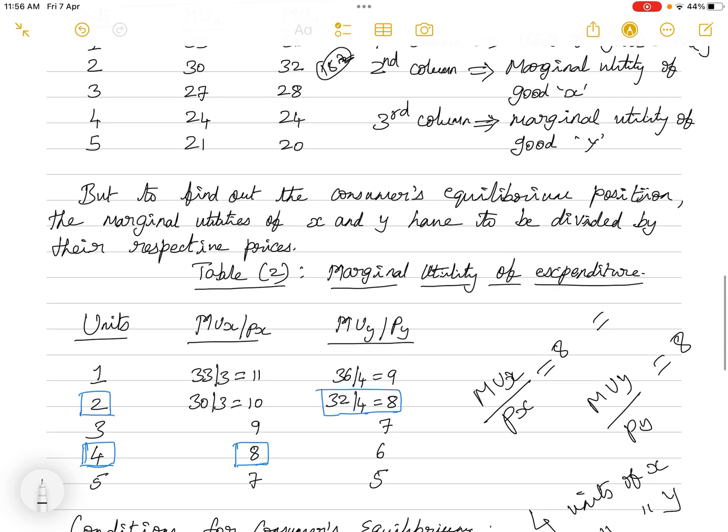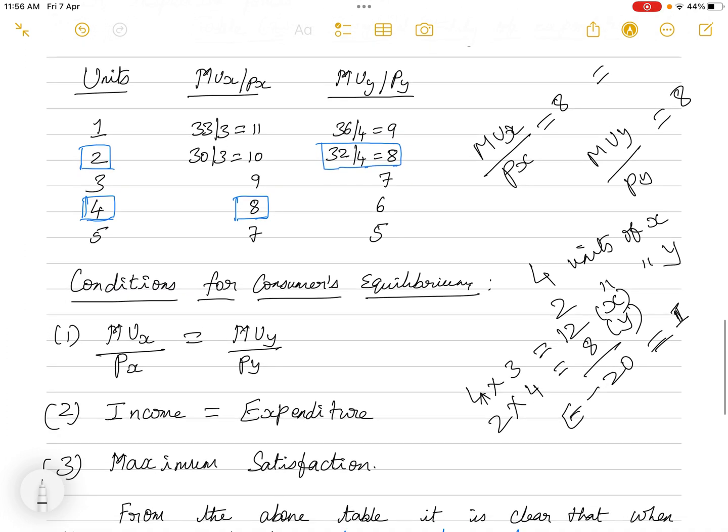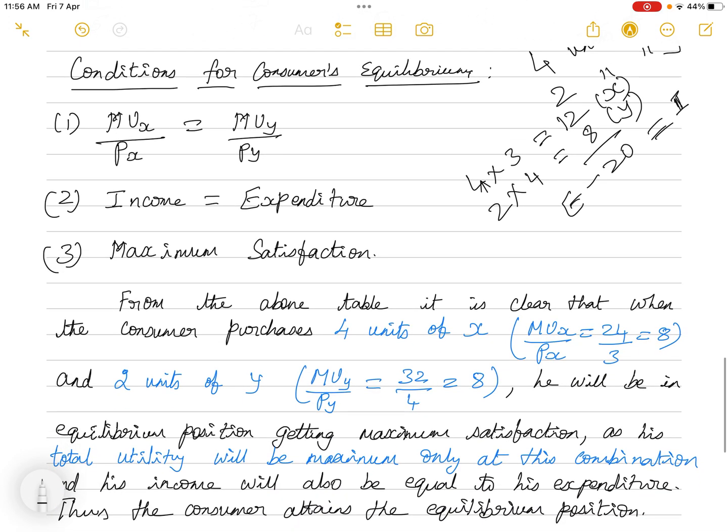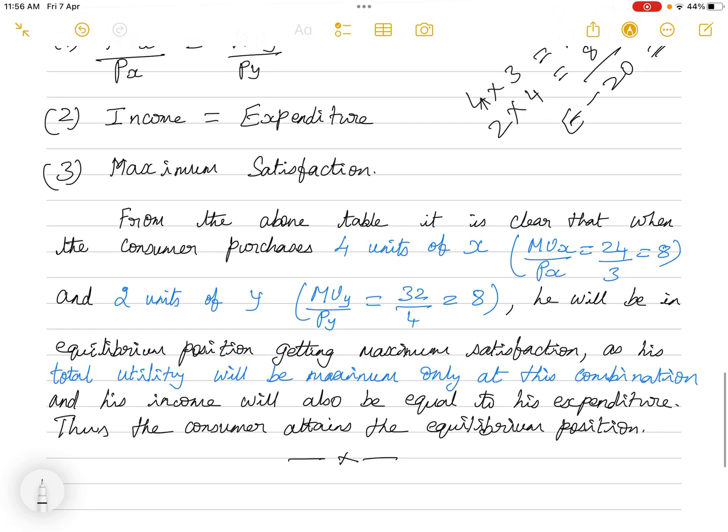So first table, represent the marginal utilities of commodity X and commodity Y, and then the second table, marginal utility of expenditure by dividing with the price of the commodities, and then mention what are all the conditions for equilibrium and explain the table, how the consumer attains the equilibrium position. Okay, I hope this answer is clear to all of you.